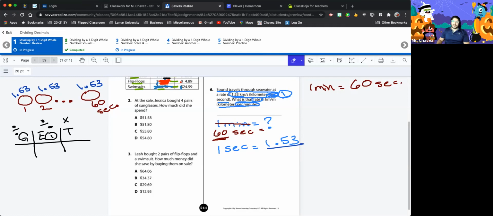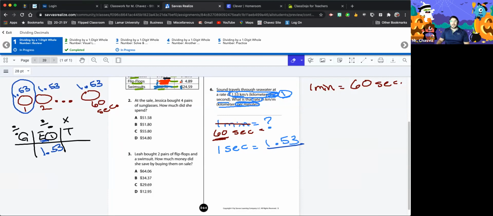What do you think I'll put in the each? What will go in the each? What do you guys think? 60. Try again. Remember, the each means for one person or one group. So look at one group. It's what? 1 and 53 hundredths. 1 and 53 hundredths will go in the each because that's for one group.